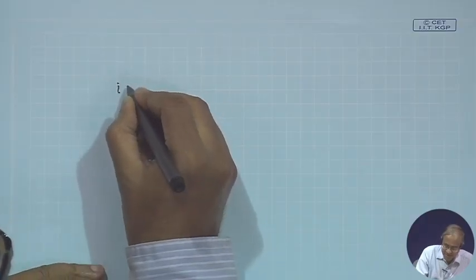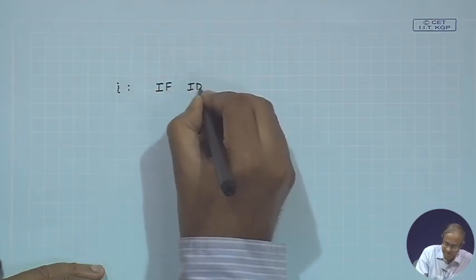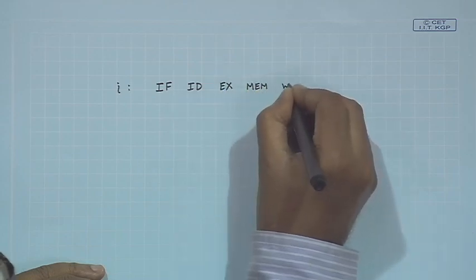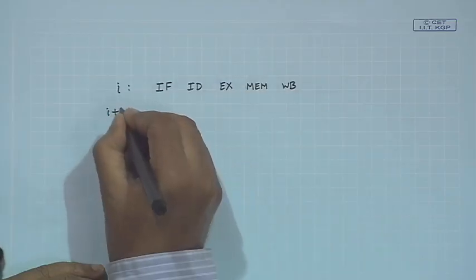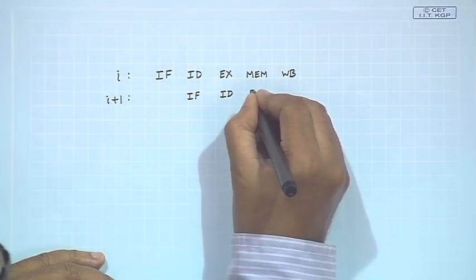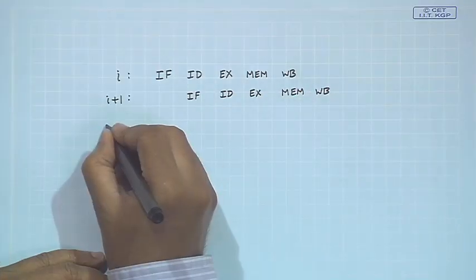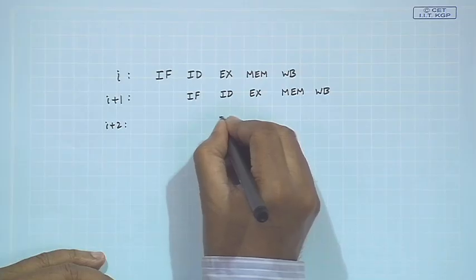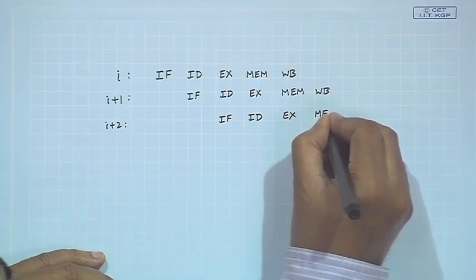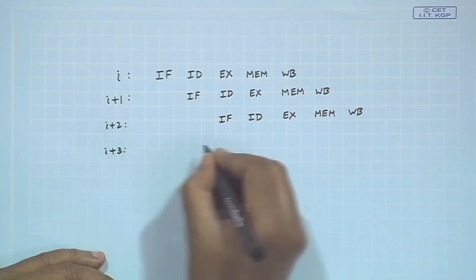Suppose I have instruction I executing. It will be going through fetch, decode, execute, memory access and write back, then instruction I plus 1 comes. It will be delayed by 1 cycle like this, then I plus 2 comes, it will again be delayed, and let us say I plus 3 comes.